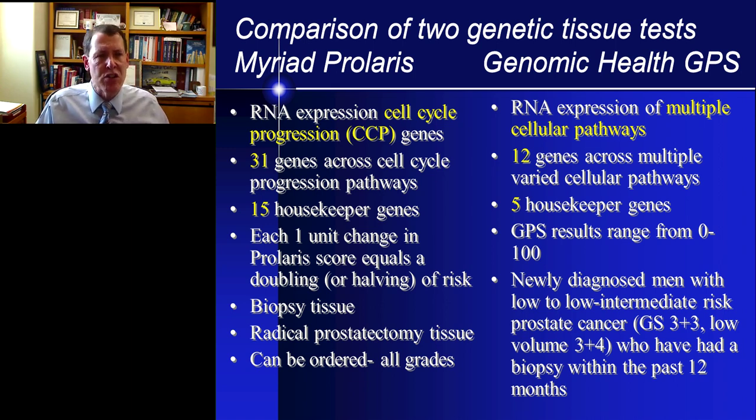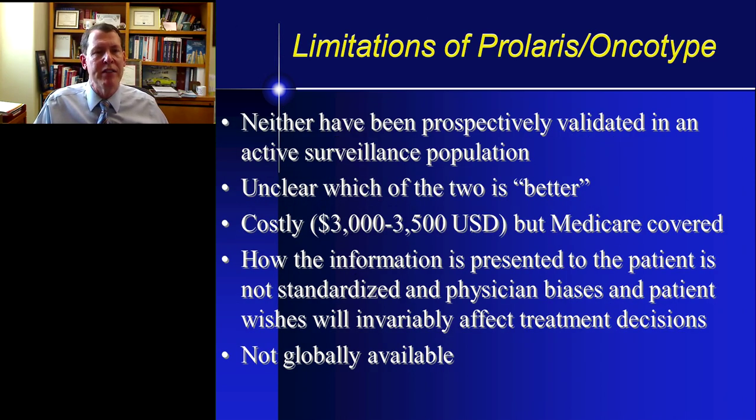The limitations of both Prolaris and Oncotype is that neither have been prospectively validated in an active surveillance population. In other words, the most common use for these tests is to get a better grip on the patient's individual tumor aggressiveness. And using that information, it can help the patient and the doctor make a decision if the patient should be monitored under active surveillance or have immediate surgery or radiation.